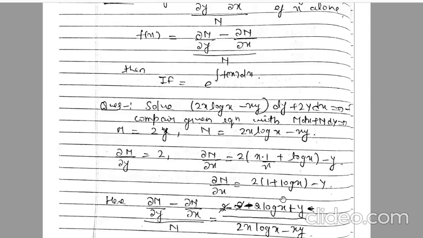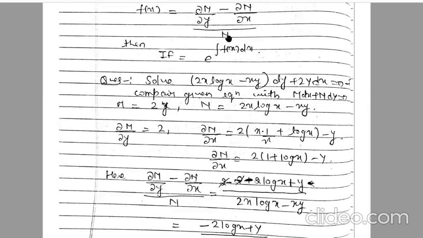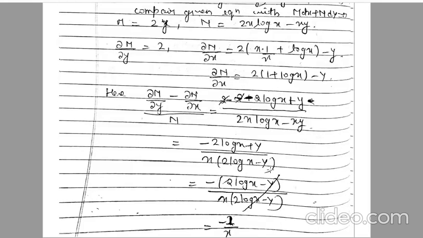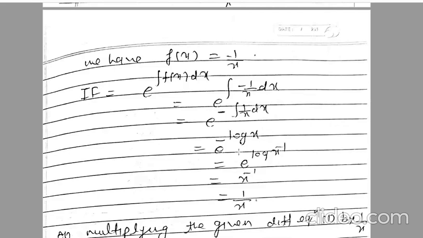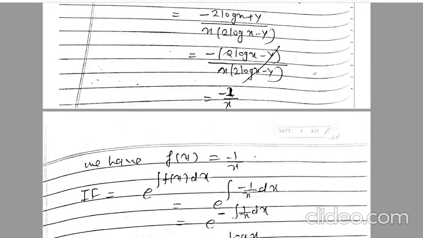Now we need to calculate (del M upon del y minus del N upon del x) whole upon N. Just calculate this value, and you can see the bracket gives minus (2 log x minus y) upon x. Taking the minus sign outside, the factor 2 log x minus y upon 2 log x minus y will cancel out, and minus 1 upon x will remain. Now this is your f(x), a value that is only in the form of x. So f(x) is equal to minus 1 upon x.